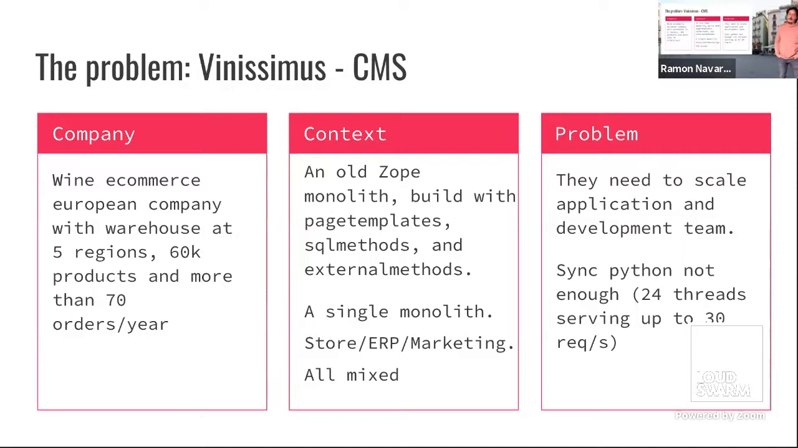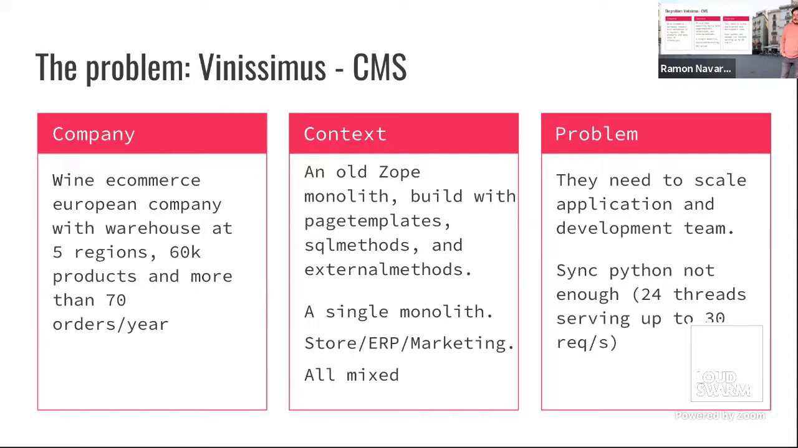Starting. Minimus is a wine e-commerce company with operations in 5 countries. We have around 60,000 products and more than 70,000 orders. Then what exactly is happening?